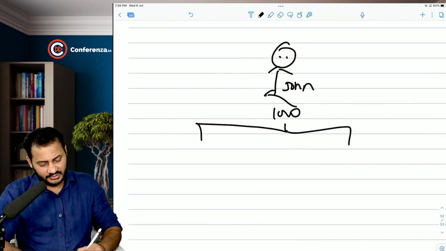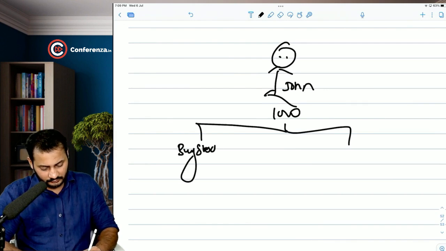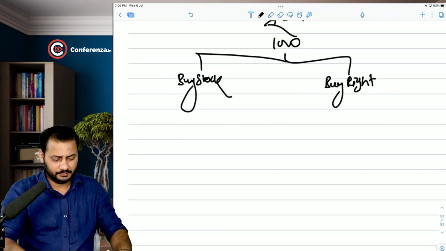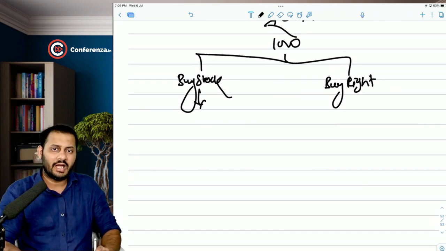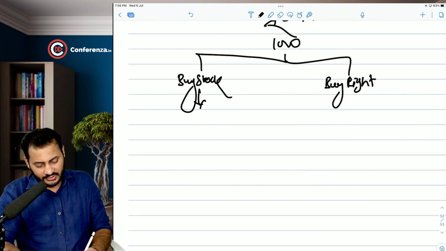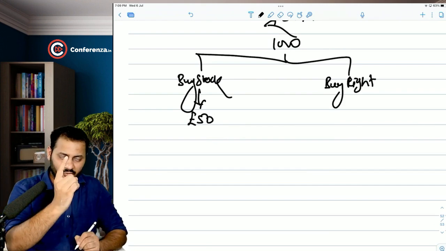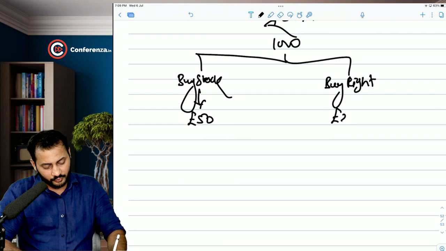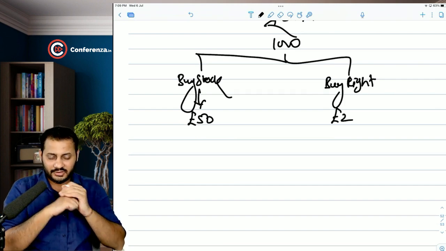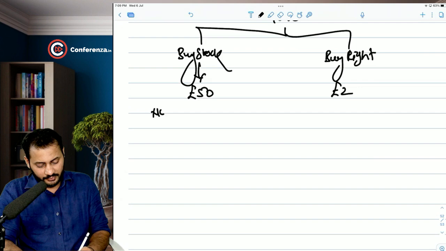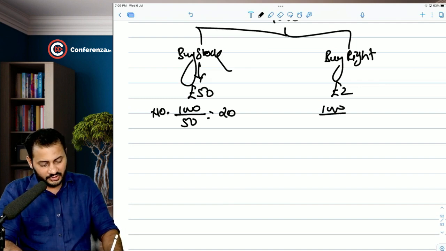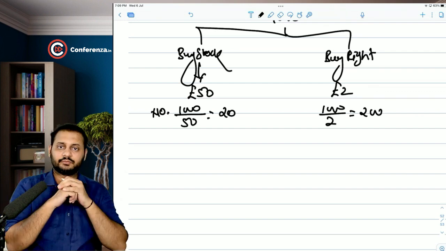What he can do with this is he can buy stock, or he can buy rights from other people who have all those rights. Buying stock means you will have to pay £50 for one stock. But if you want to buy a right, you will have to pay only £2. In total, you will be having 1000 divided by 50, that means 20 stocks. But if you buy the rights, you will have 1000 divided by 2, that means 500 rights.